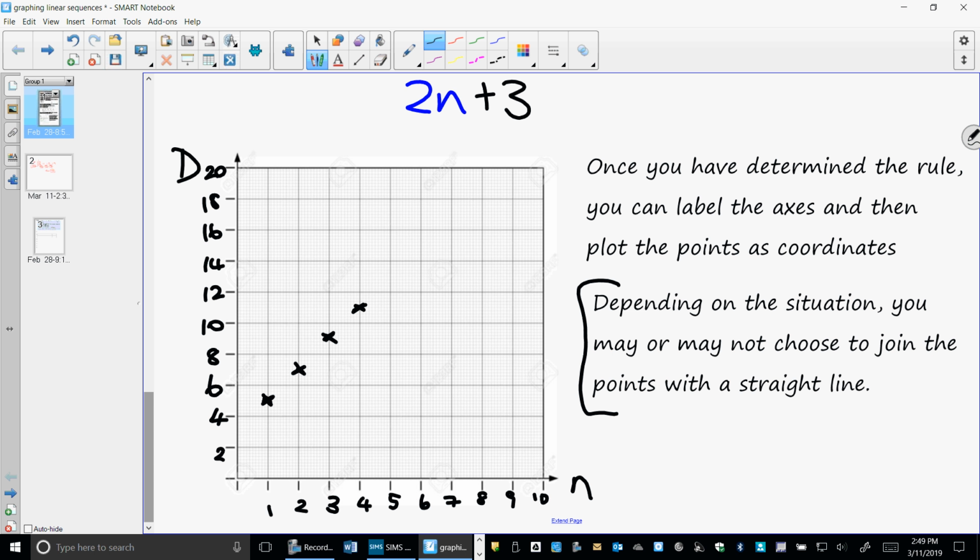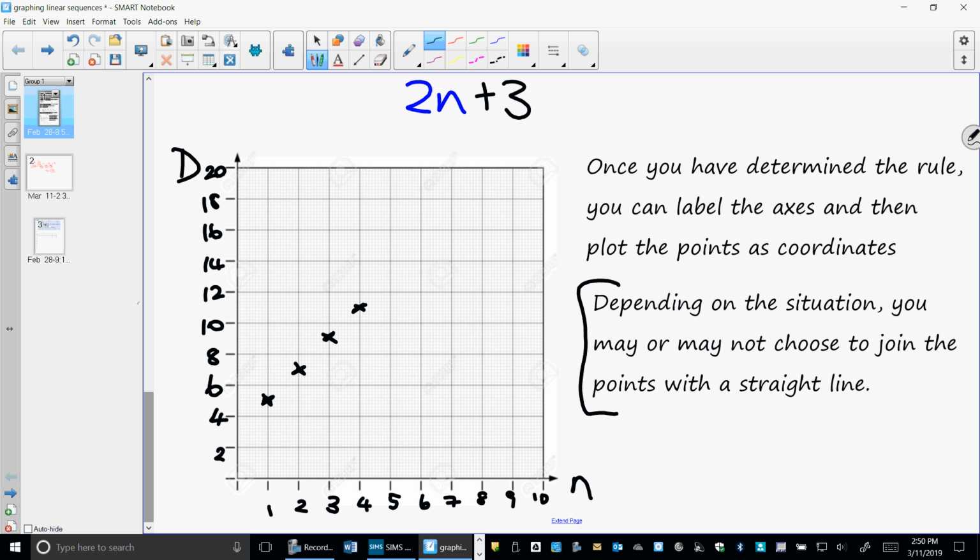Is there any time that we have to? Well, if we wanted to know what's happening in between things. If this was a more practical situation, which I think the one on the back is going to be, then you would join them up. I'm confused. Well, we haven't done the next example yet.